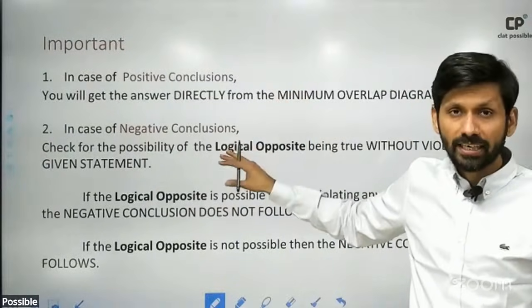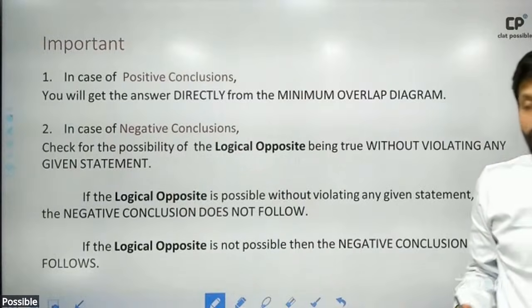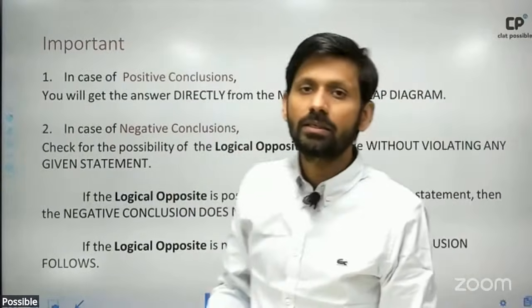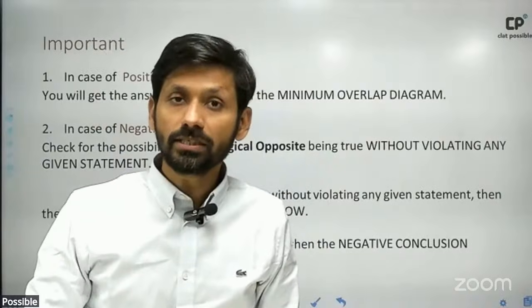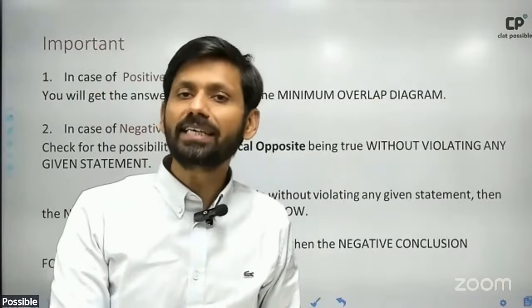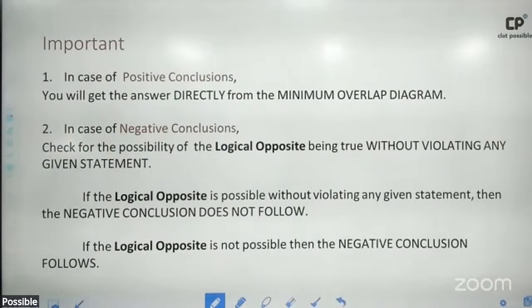In case of negative conclusion, just as we did, we take the logical opposite of it. If the logical opposite is possible, the negative conclusion does not follow. It is only a possibility. If the logical opposite is not possible, then that negative statement definitely follows, right? So this is the gist.